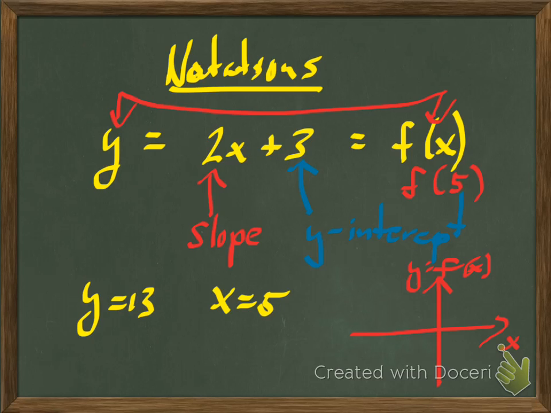The first notation is usually just called y equals mx plus b, slope-intercept form. The second notation is called function notation. And again, it only works if something is a function, meaning that for each x, there is exactly one y.